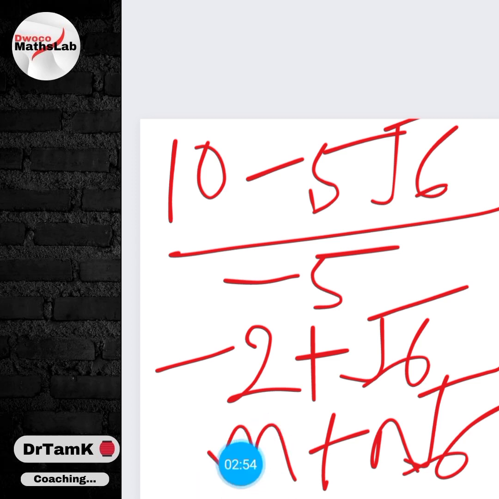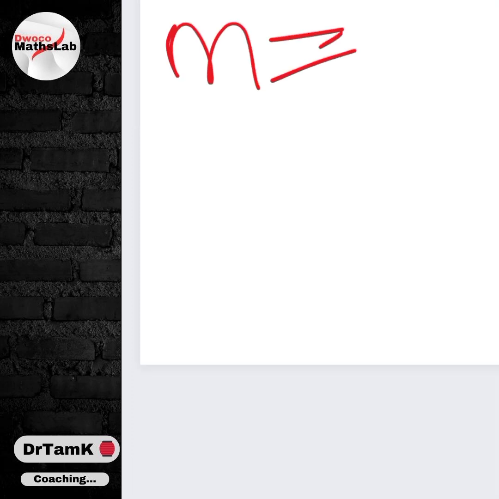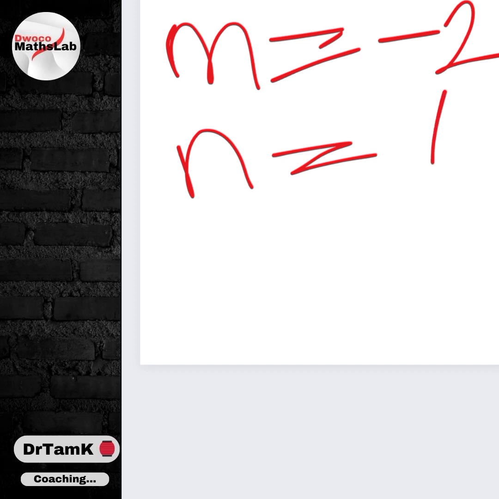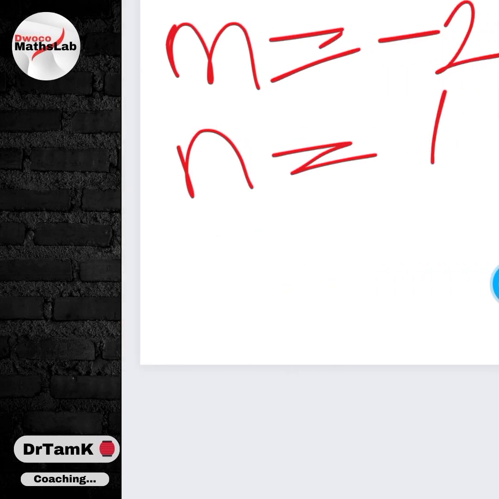So your m is the one under, 2, so m equals 2, while n is an invisible 1. Invisible 1, right? So I have m equals negative 2, right? While n is equal to 1. So that's my answer. Is it clear? M is negative 2, while n is 1. So the answer is this.